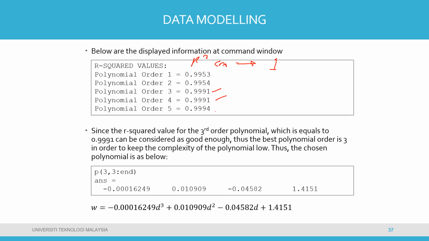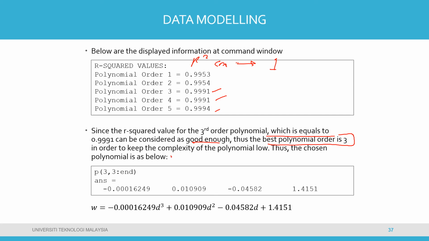And if you increase more, the error becomes lower. Okay, so since R² for the third polynomial is 0.9991, it can be considered good enough, so the best polynomial order is 3. So that's why you have to be careful which order you choose. The lower is the better, but make sure that the error is not too large. That's why we have to properly analyze it.